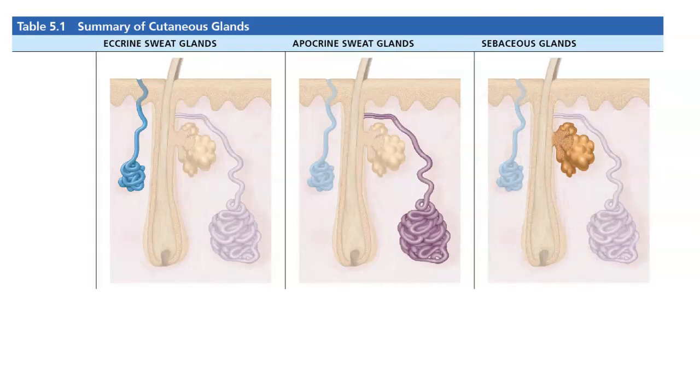Sebaceous glands very typically convey the oil, or the sebum, onto the surface of the hair through a hair follicle. And sebaceous glands are found all over the body, except where we don't have hair, which, can you remember where that is? That would be the thick skin, the palms of the hands and the soles of the feet.